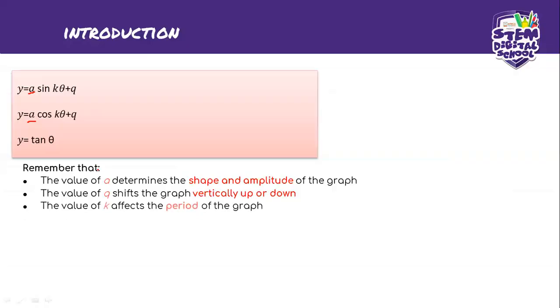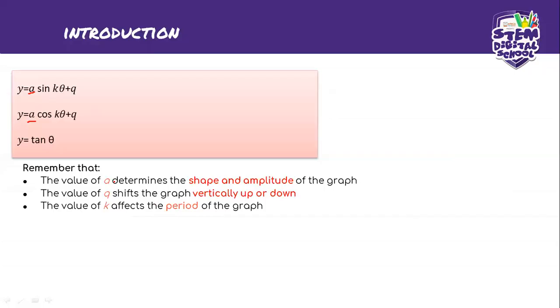Now, the last one, which is this variable k, and how does it affect our graphs? It says the value of k affects the period of the graph. The value of k affects the period of the graph. One should remember how this k affects our graph, so I'm going to take you through that so that you can understand.